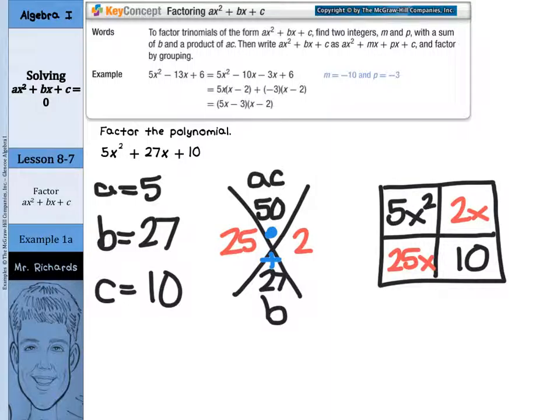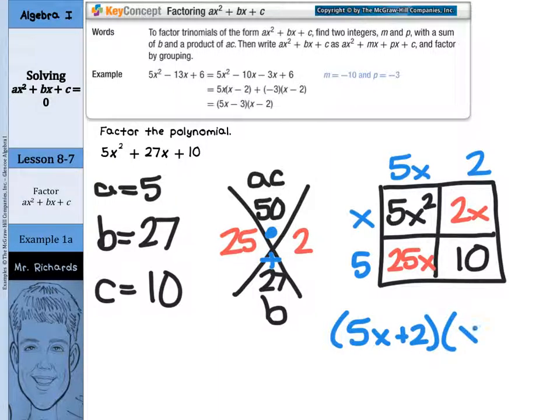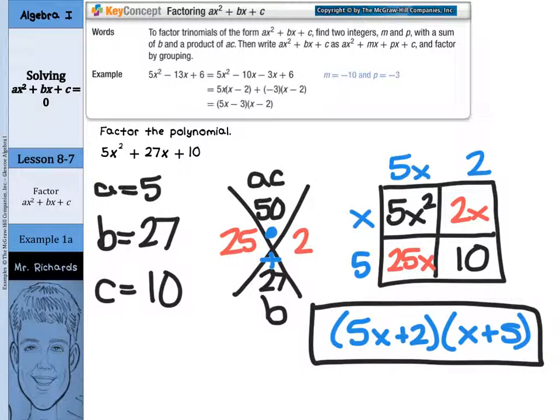Now we're looking for greatest common factors. The greatest common factor of 5x squared and 25x is 5x. The greatest common factor of 2x and 10 is 2. The greatest common factor of 5x squared and 2x is simply x. And then the greatest common factor of 25x and 10 is 5. Now to write this as my factored answer, we're going to have 5x plus 2 times x plus 5. And that is my answer, 5x plus 2 times x plus 5.